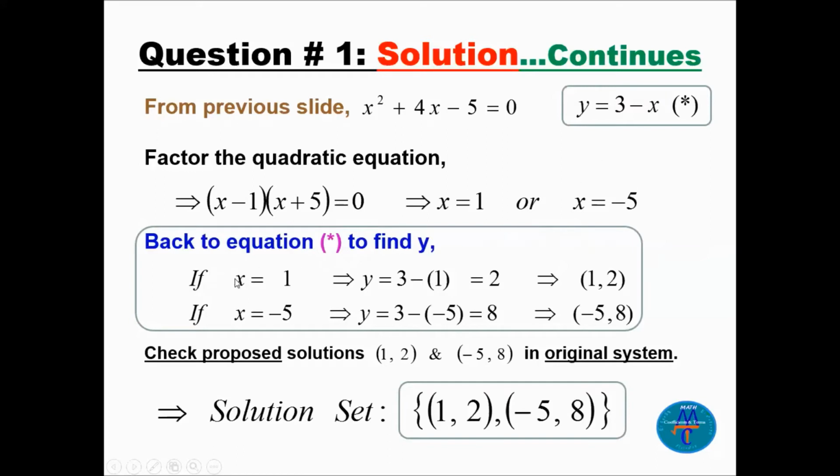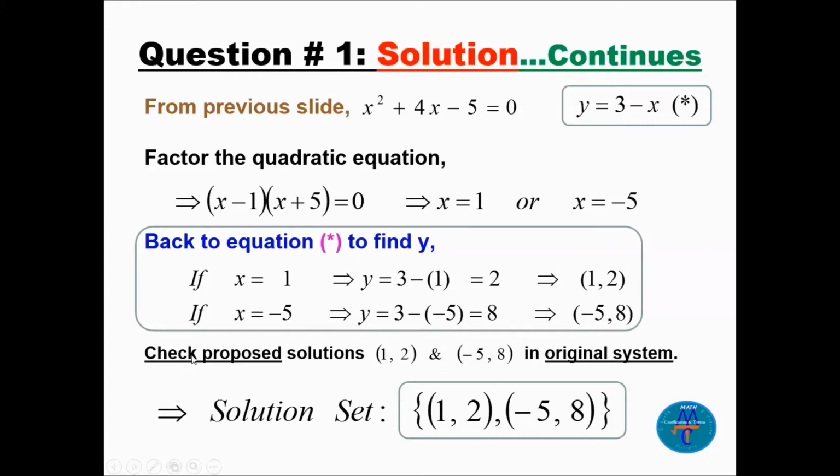So I write here, if x is 1, go to star, y will be 2. So 1 and 2. If x is minus 5, go to star, y will be 8. So minus 5 and 8. Now this is not enough.